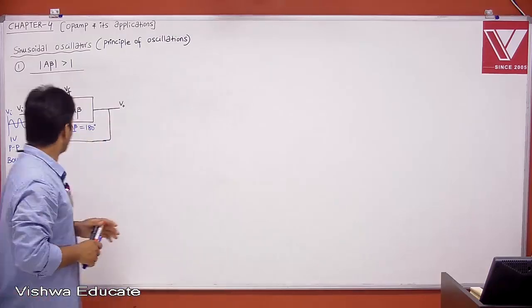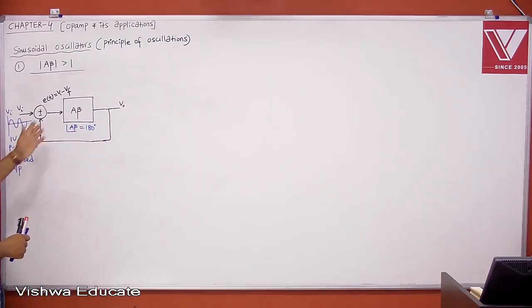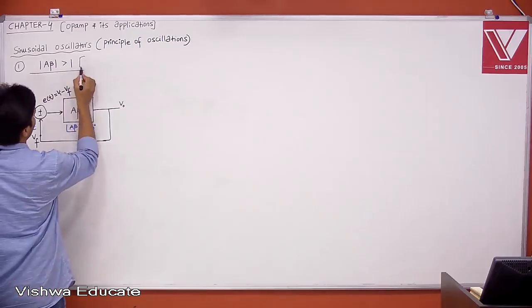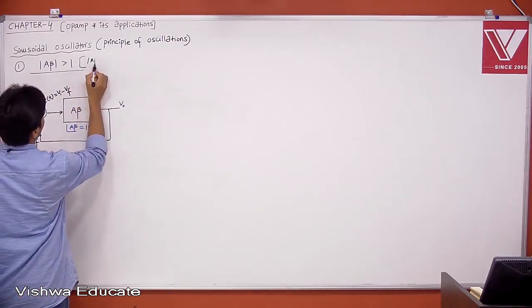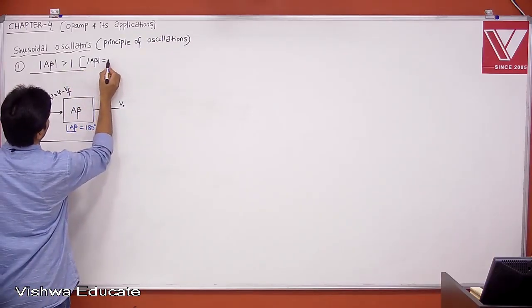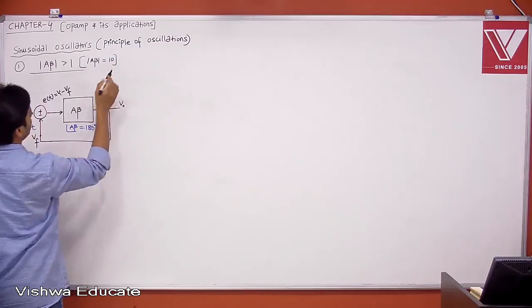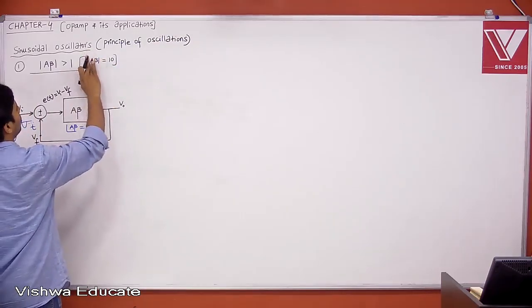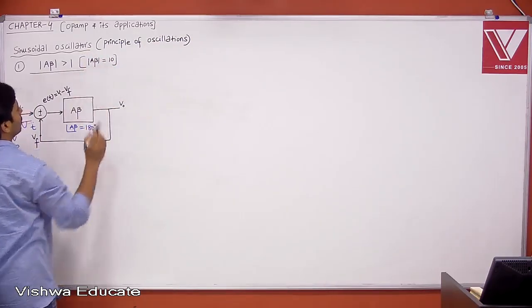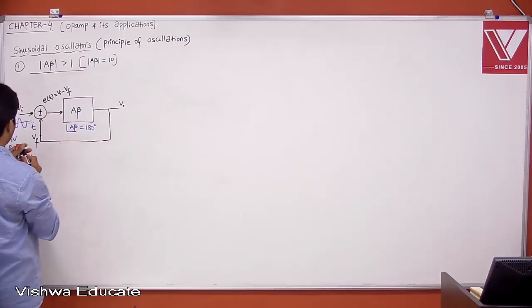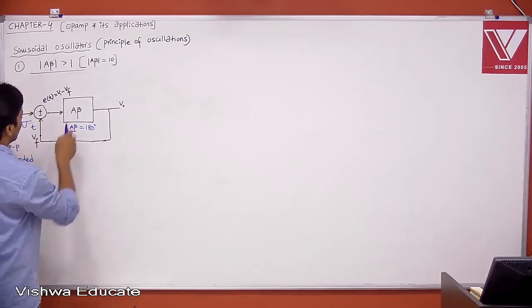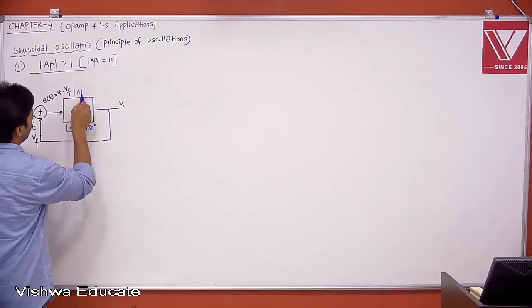If I give bounded input and get bounded output, the system is stable. Therefore, I am giving bounded input, and I am expecting what output? Let us consider mod A beta greater than 1. For example, it's better to take 10, since multiplication is easier. Therefore, let us consider mod A beta is equal to 10.